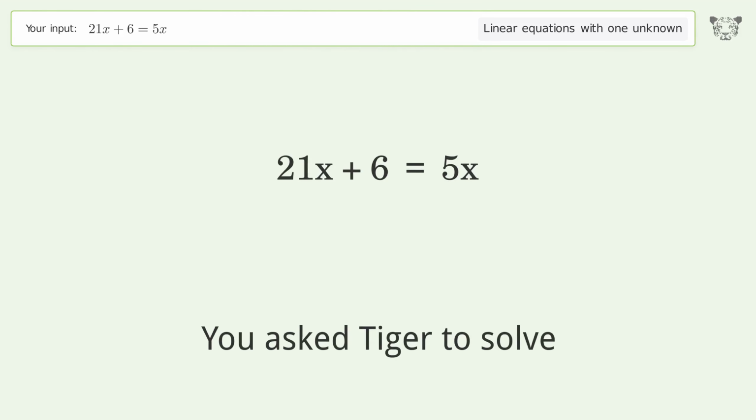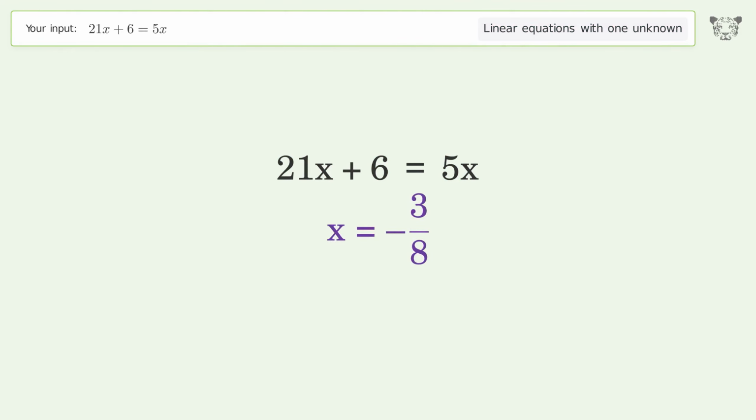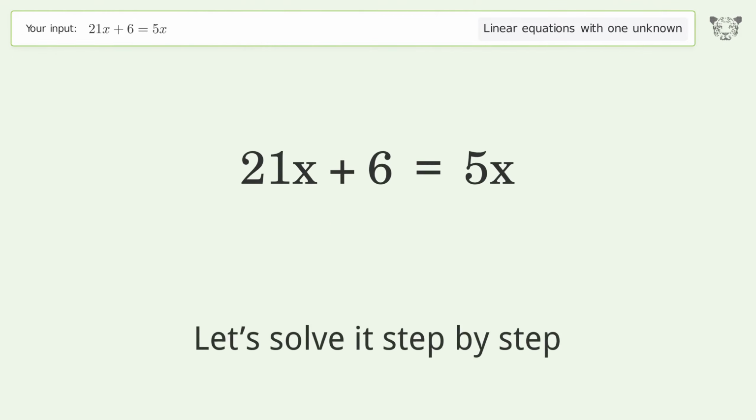You ask Tiger to solve this. It deals with linear equations with one unknown. The final result is x equals -3/8. Let's solve it step by step.